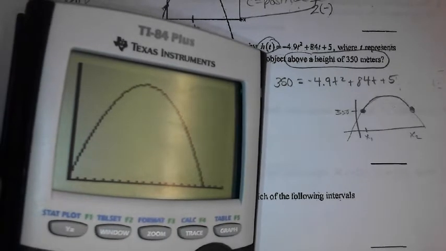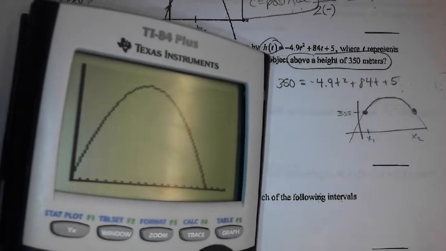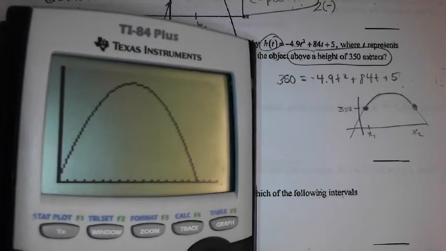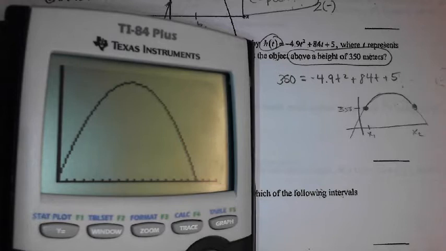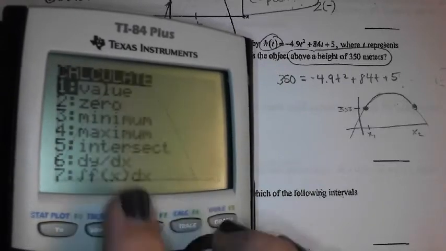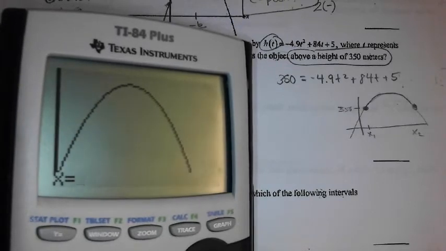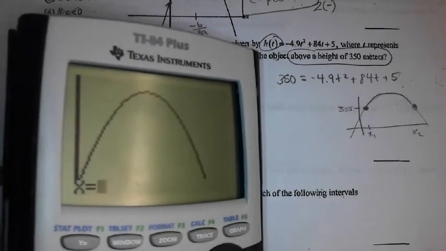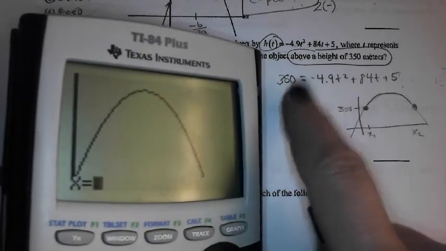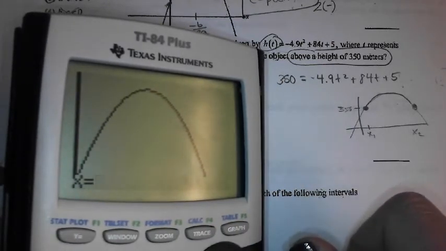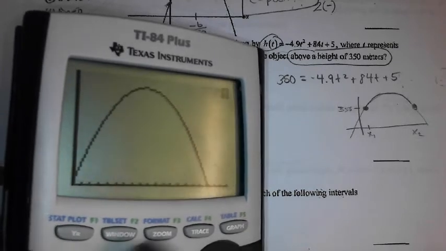Nobody? You guys love your table. I hate the table. Because if this was open response, the table's not helping you. Jack? Like second trace value? But that has you plug in your x coordinates. So what would you do? Because we know that our y coordinate is 350. Sierra? I could do the maximum.